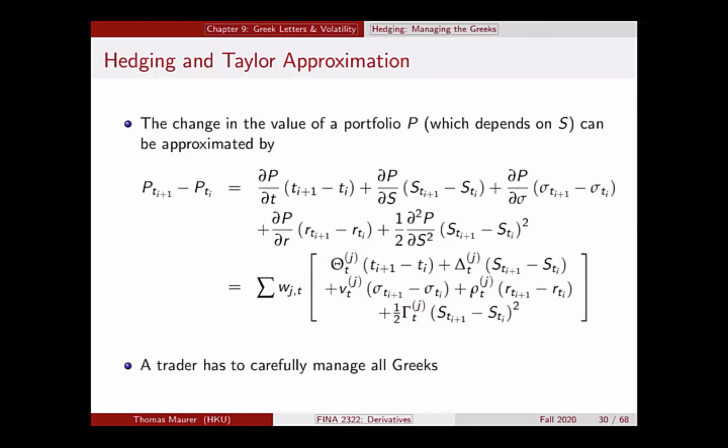In that sense, using this Taylor approximation of the change in the portfolio price with respect to time, and all these risk sources, either the change in the underlying asset, even if it's a large change, or the change in volatility and interest rates, can all be written using these Greek letters. And so here's this funny joke. What does a trader have to do to get rid of as much risk as possible? He has to carefully manage all the Greeks.